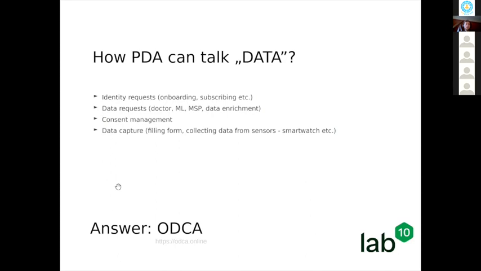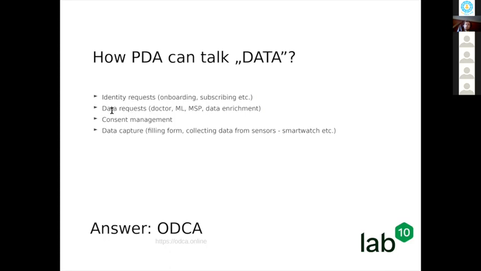So how can my PDA talk data? Because obviously you have this digital wallet, you have identity, you have all those data aggregated somewhere. But now you need to figure out how to let people ask me for those data, and how I can use those data in the context of, for example, using services. And obviously we identified a few aspects of that.